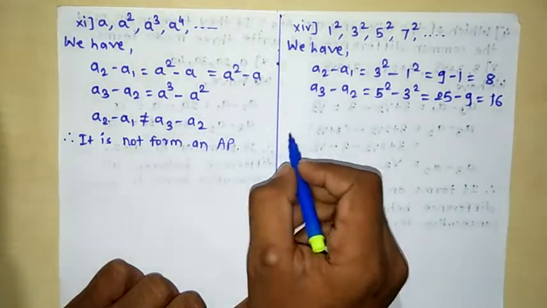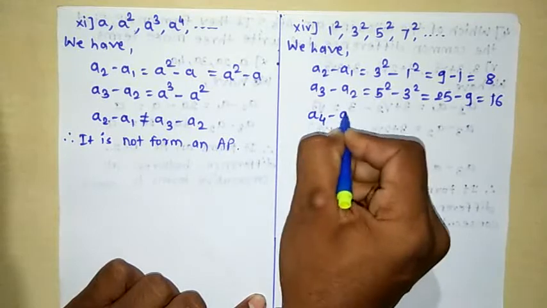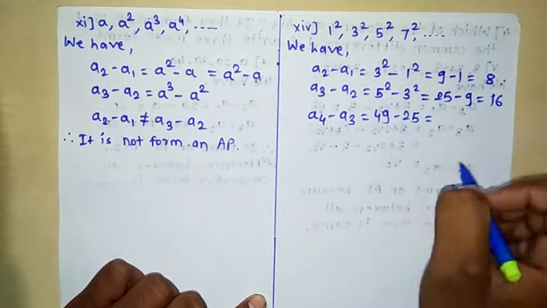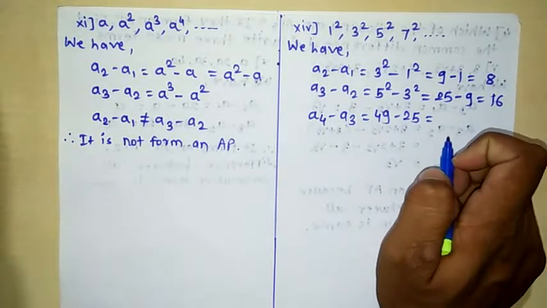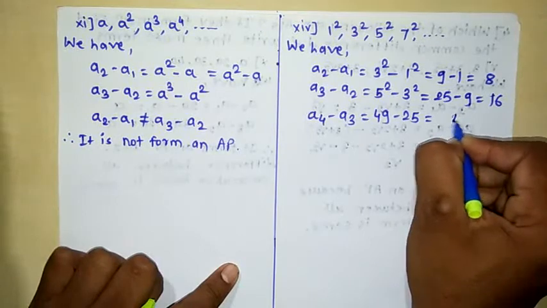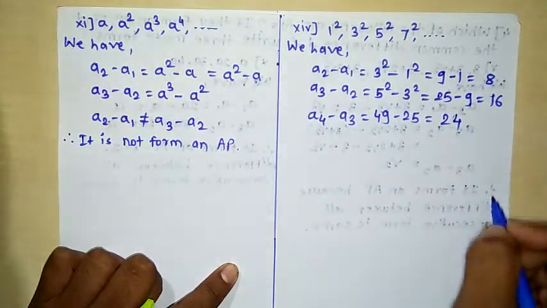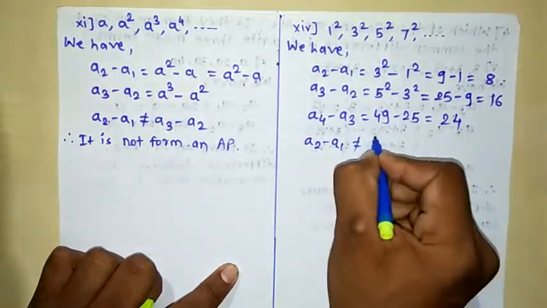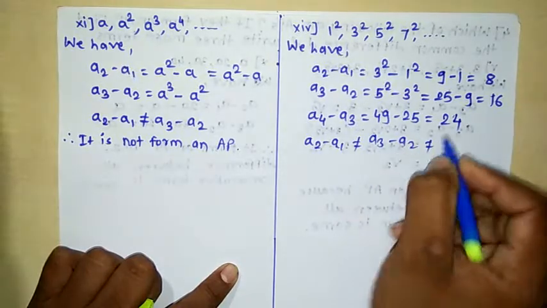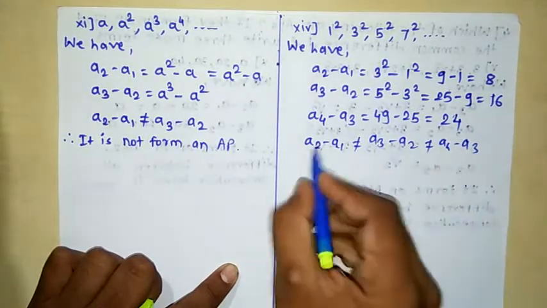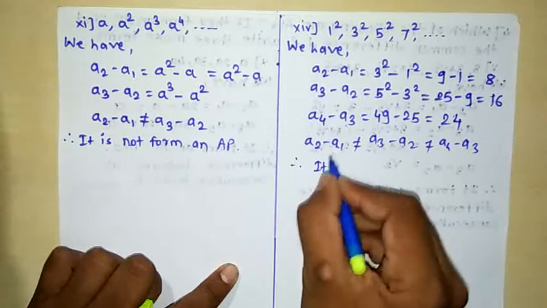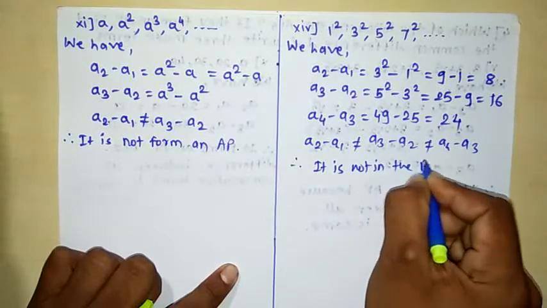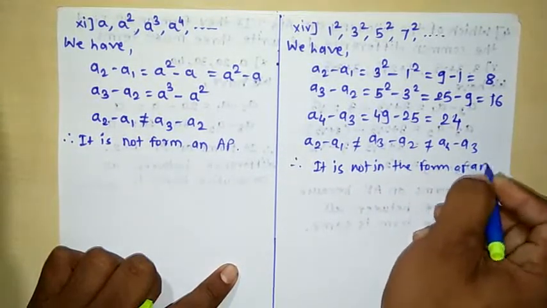Now we can calculate a4 minus a3 also. 49 minus 25, which is equal to how much? 24. Now we can say that a2 minus a1 is not equal to a3 minus a2, which is not equal to a4 minus a3. Therefore it is not in the form of an AP.